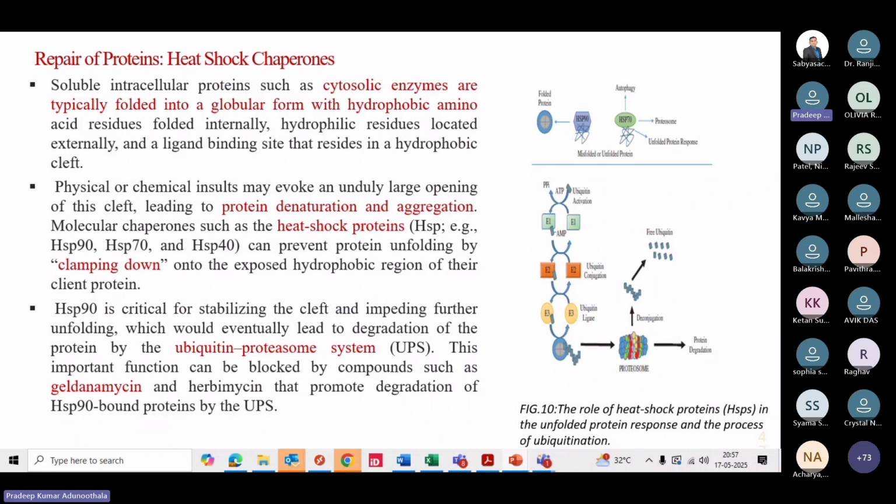This function can be blocked by compounds such as geldanamycin and herbimycin that promote degradation of HSP 90 bound proteins by the UPS. If you see in this picture, the protein comes and ATP activates ubiquitin, the ubiquitin activation, which leads to ubiquitin conjugation, and the third step is ubiquitin ligase, and it forms a protein, and finally it forms a proteasome, and this proteasome undergoes deconjugation and forms free ubiquitins.